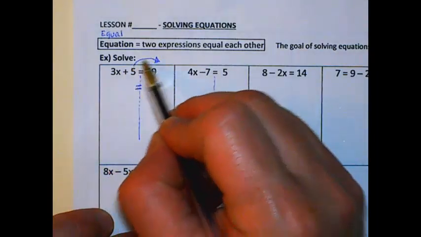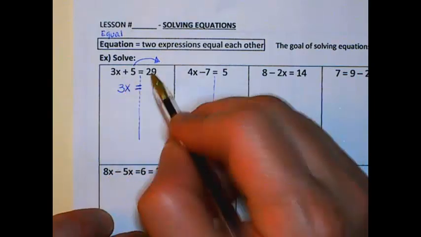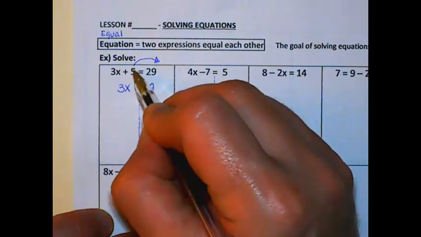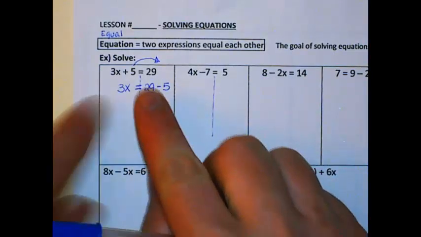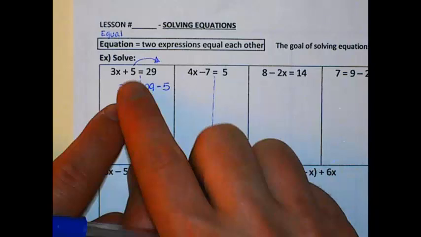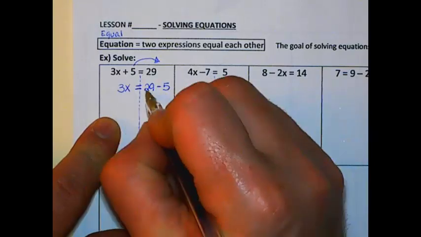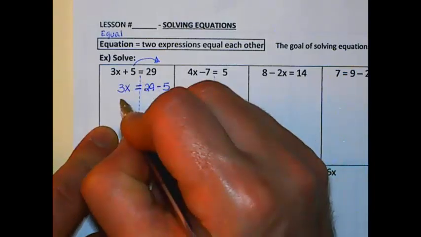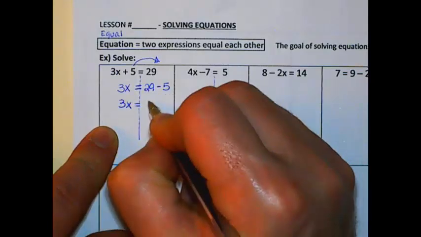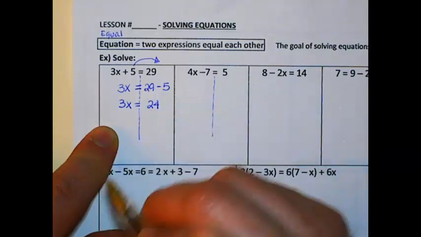So I'm sending that 5 to the other side, but on this side the 3x still remains. On this side I have a 29, and I'm moving that 5 to the other side, so this will become negative 5. So if you notice, 3x and 29 stayed put, but the 5 moved to the other side and changed its sign. Now 29 minus 5. 29 is positive, 5 is negative. Signs are different, so you subtract. So it would be 24, and it would be positive 24 because 29 is the biggest digit and 29 is positive.